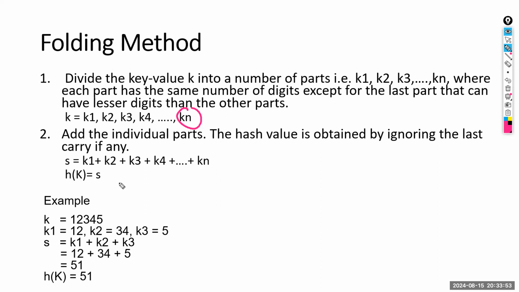Okay, so let's take an example, say 12345. You break it into, say, 12, 34, and 5. Then you add them: 12 plus 34 plus 5 is 51. Then you find the hash of 51. Because 51 is a smaller value than this, it somewhat represents this, and its hash value is calculated. So again, the idea is to try to minimize the collisions and randomize.